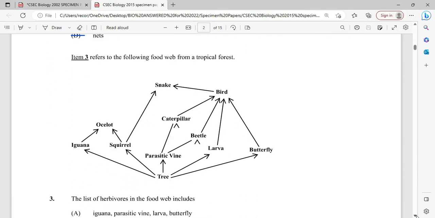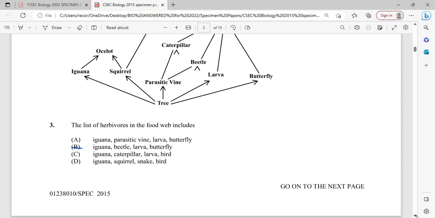Item 3 refers to the following food web from a tropical forest. The list of herbivores in the food web includes iguana, beetles, larvae, and bird. Now, while this is a parasitic vine, it must be noted as well that it is a plant, dodder weed, so that makes it a herbivore or herbivory.